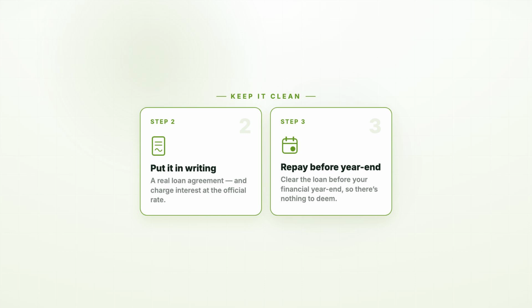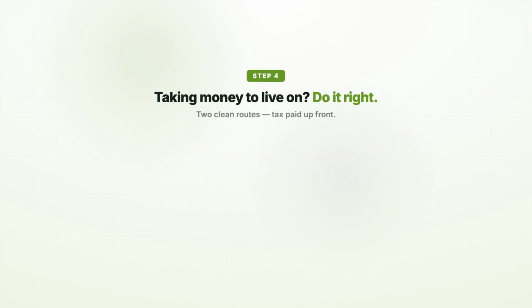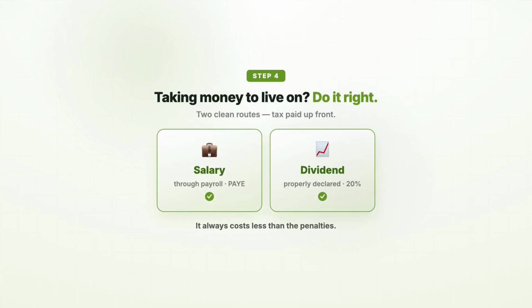Step 3. Wherever you can, repay the loan before your financial year end, so there's nothing left for SARS to deem. Step 4. If you're taking money out to live on, do it the right way. As a salary through payroll, or a properly declared dividend with the tax paid up front. It will always cost you less than the penalties.